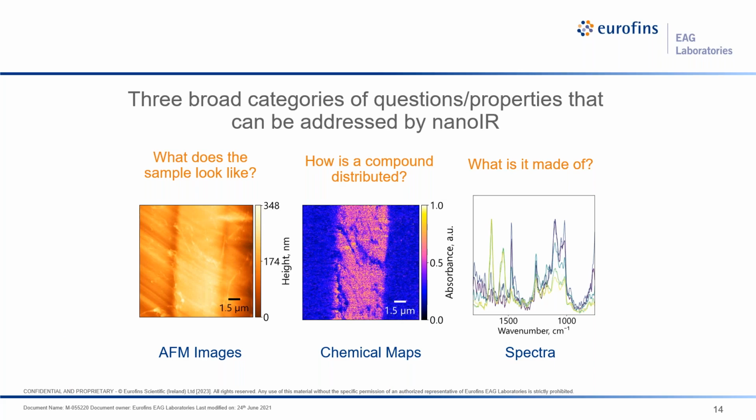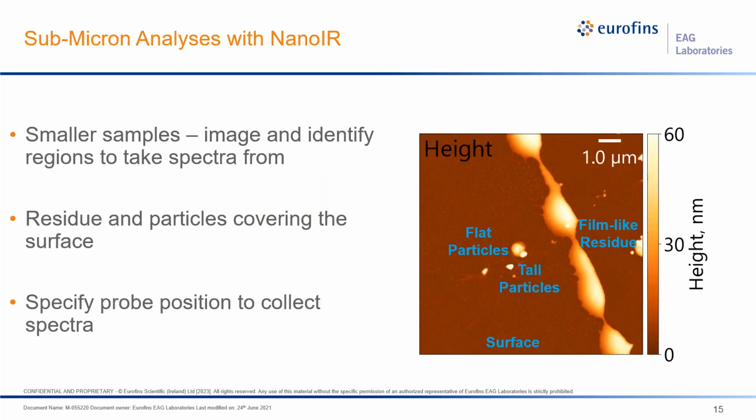So using these types of data, you can really address three main questions or properties within your sample. The first is because it's tied to an AFM, you can image the sample and determine what the sample looks like. And you can map out the sample to see how different compounds are distributed spatially. And then the spectra can be used similar to vibrational spectroscopy analyses to determine what your sample is really made of. So this is just a quick example. We have just some random materials that were found on top of a surface. And what we see is there's a couple of different types of materials.